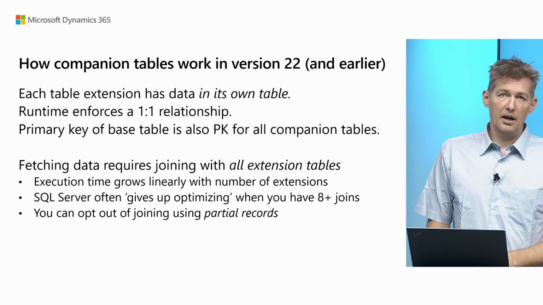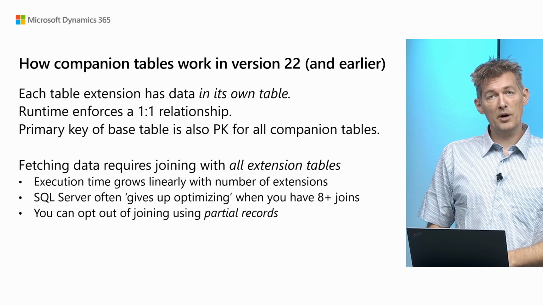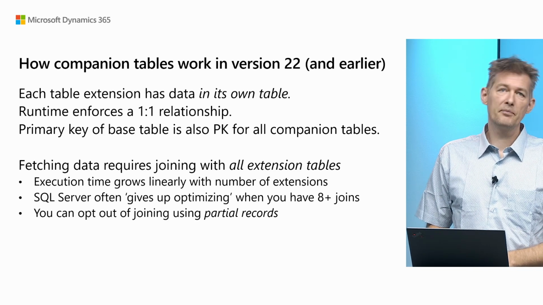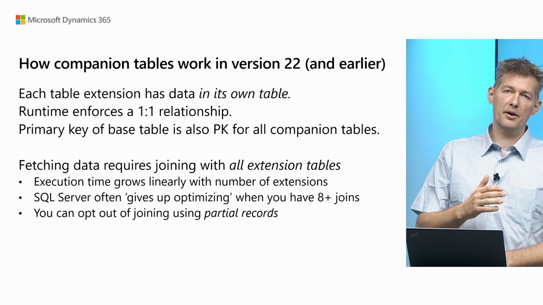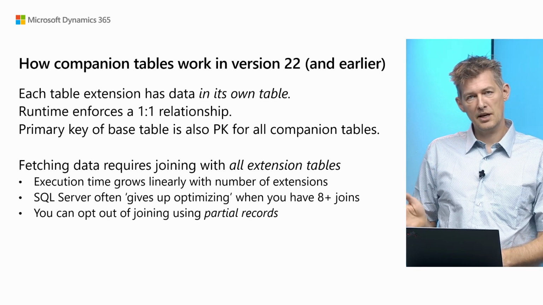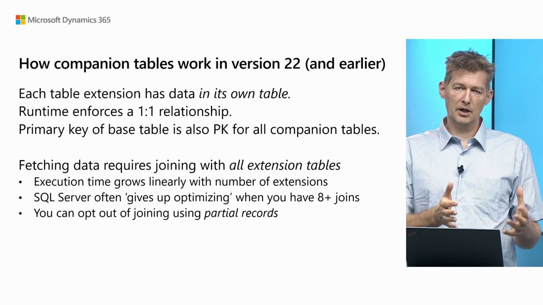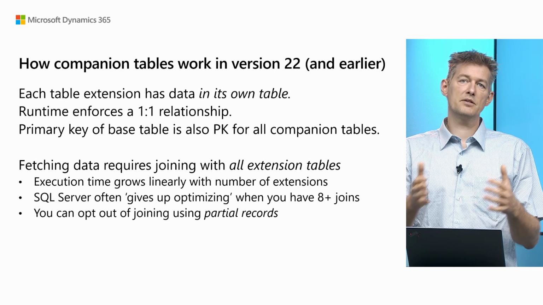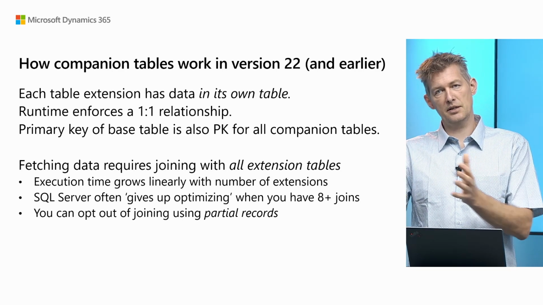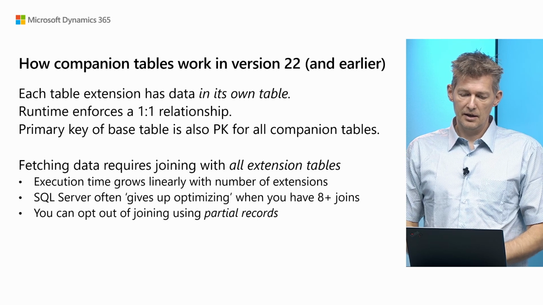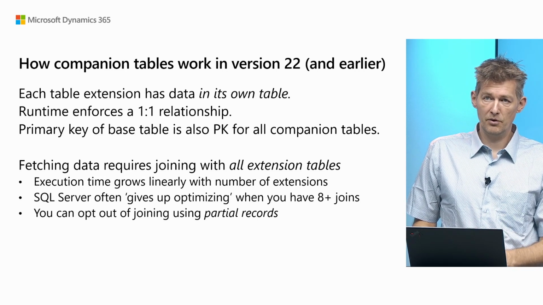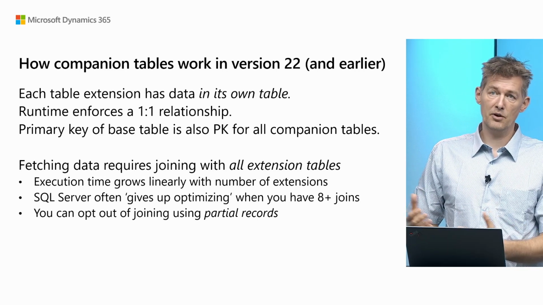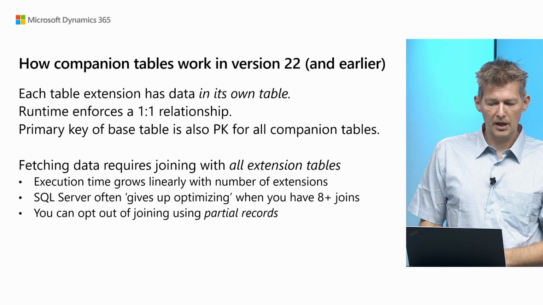Let's talk a little bit about companion tables prior to this release. The data model where we store table extension data has always been that we store each table extension in its own table. And then at runtime, we enforce a one-to-one relationship between the base table and each extension table. The primary key for the base is also the primary key for all companion tables. That's the name we call these physical tables.